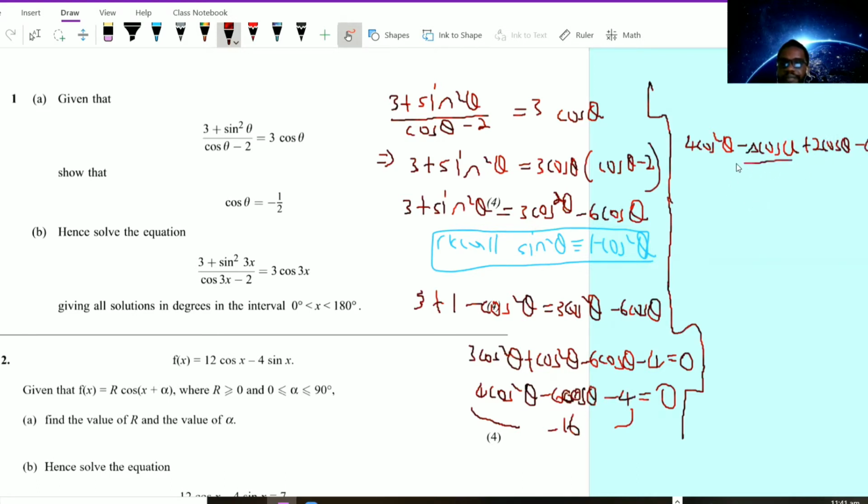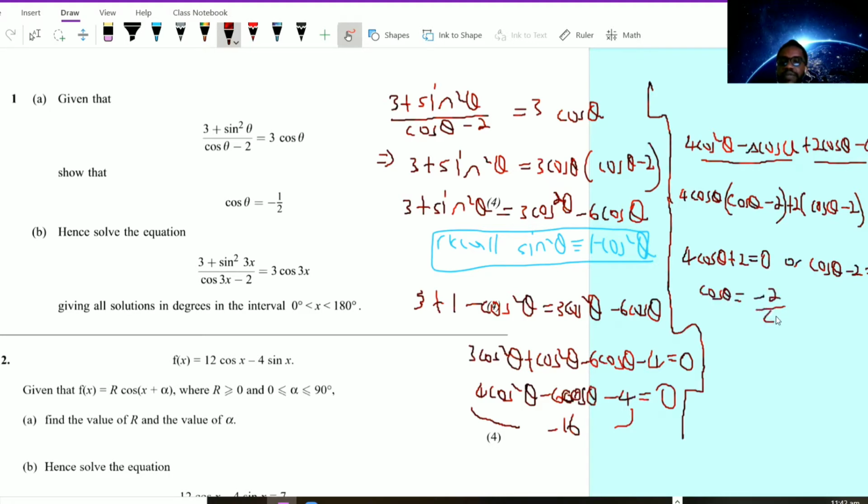Now we're going to pair them off. So those two, these two. Over here, we could take out a 4 cos theta. If you take out 4 cos theta, you're going to have cos theta minus 2. Over here, you could take out a positive 2. And you have cos theta minus 2. Remember that all this is equal to 0. So now you can say that either 4 cos theta plus 2 equals 0, or cos theta minus 2 equal to 0. So here you're going to have cos theta equal negative 2 over 4, or cos theta equal to 2.